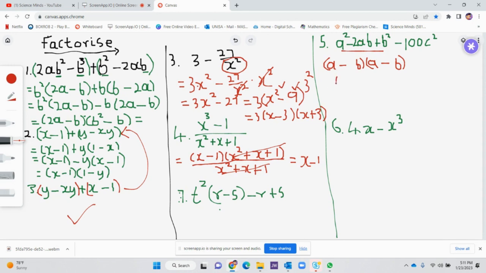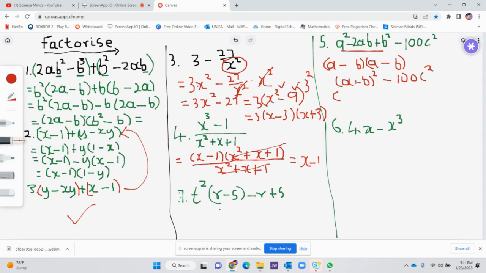And then we recognize that this is the same bracket just two times. So we can just represent it as (A minus B) squared. That squared is the same as saying A minus B times A minus B. So (A minus B) squared, and then we still have minus 100C squared. And then we realize that now we have a difference of two squares. There's a square, 100 is 10 squared, and there's a square. So this is definitely a difference of two squares.